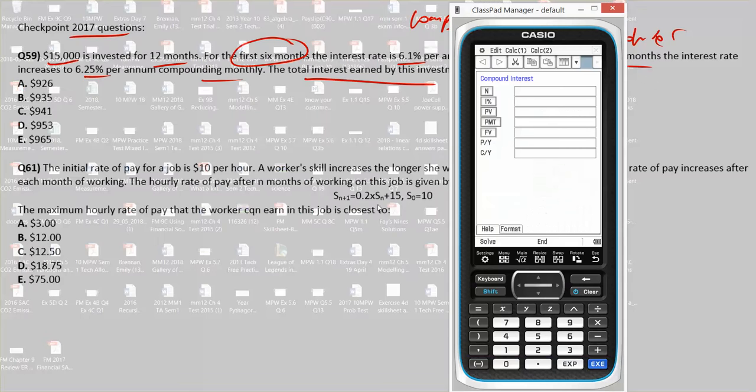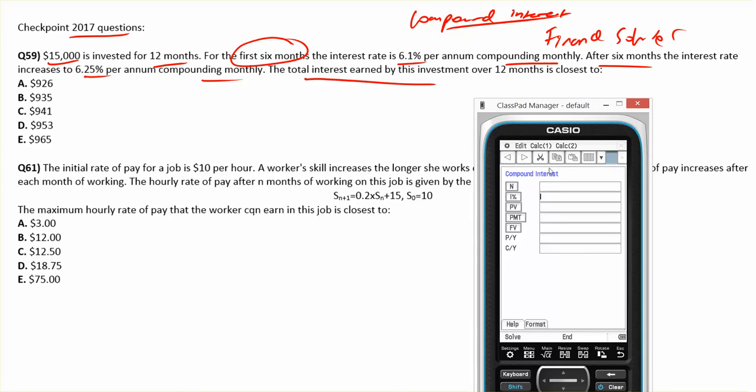So let's go to our CAS. I'm going to put in 6 months because one interest rate only applies for 6 months. So it's 6.1%. The principal value is 15,000. Now, is it positive or negative? It's invested, so it's negative. My payment is 0. For compound interest only problems, your payment is 0. Your final value is what we're trying to calculate, and your P1, CY are 12 because it's monthly.